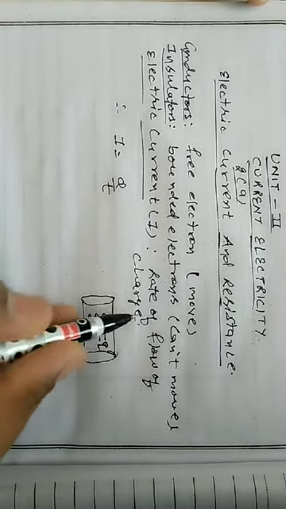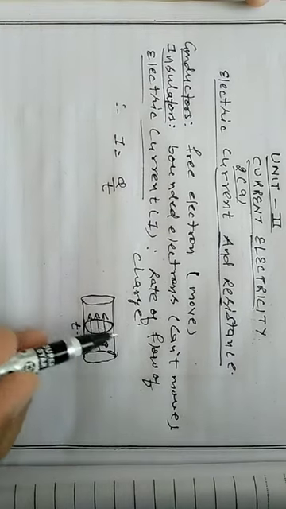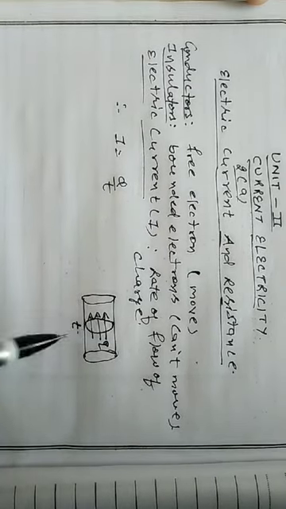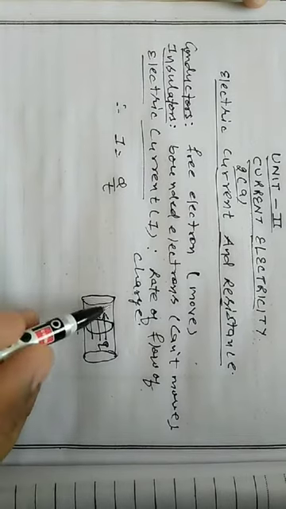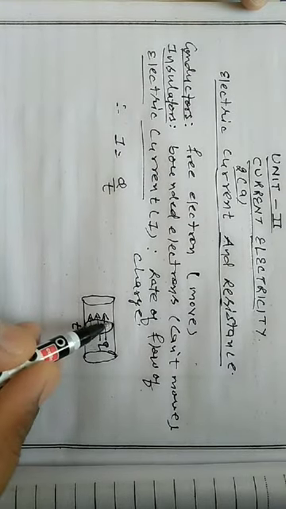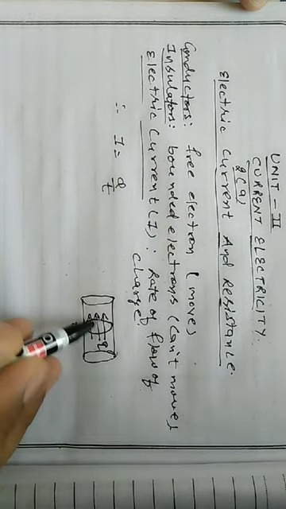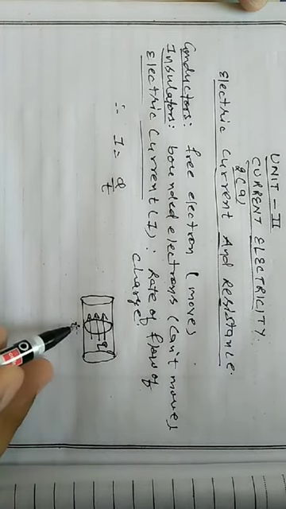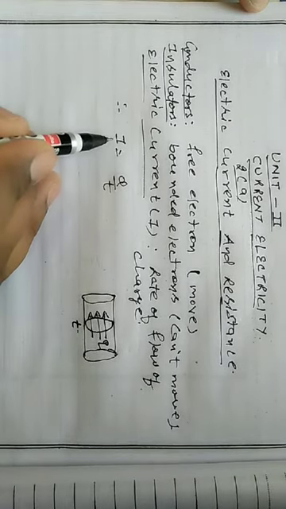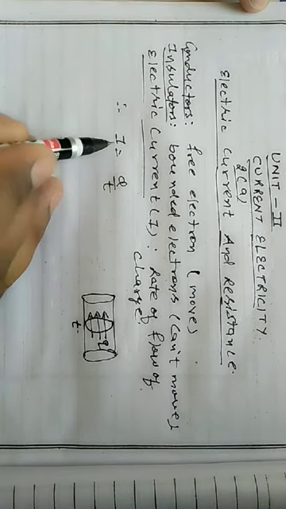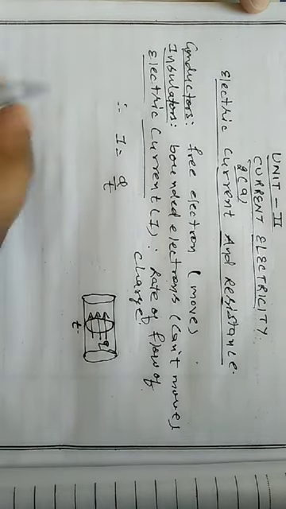Now we will start. First topic is electric current I. It is defined as the rate of flow of charge through any cross section of a conductor. Let a conductor be given to you, and through this cross section, let the charge Q flow in a time t. Therefore we can say electric current is charge upon time, I is equal to Q upon t.